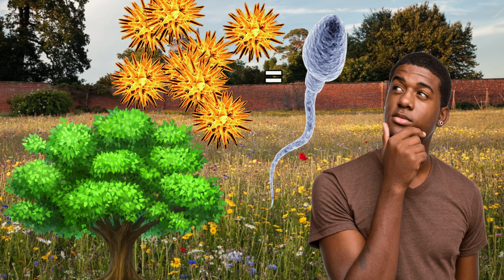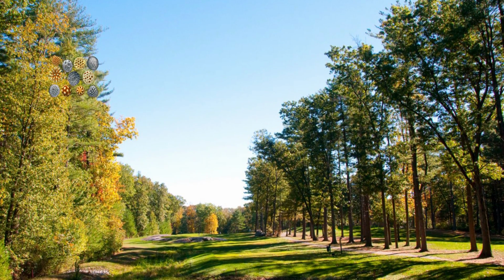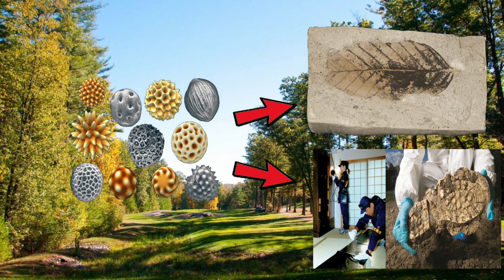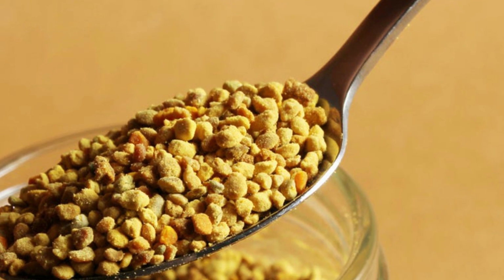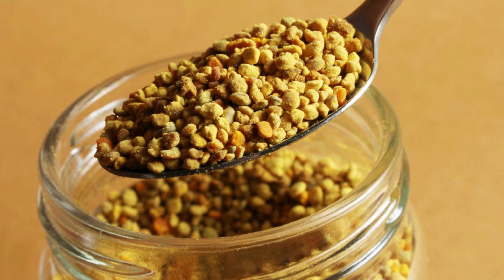sperm in humans. Because of their variability, inertness, and resistance, pollen grains are useful in paleontology and forensics. Bee pollen for human consumption is marketed as a food ingredient and as a dietary supplement.